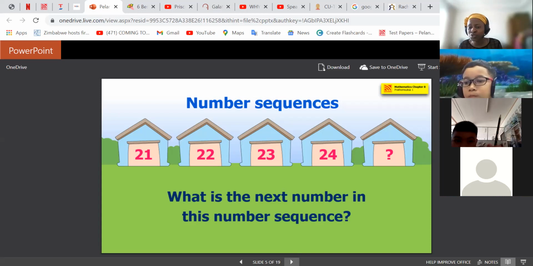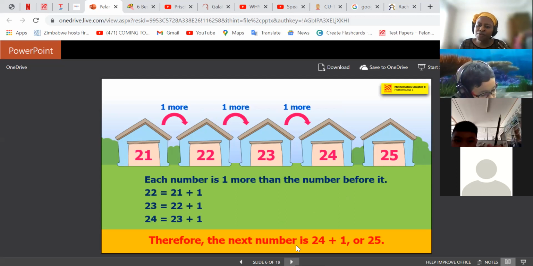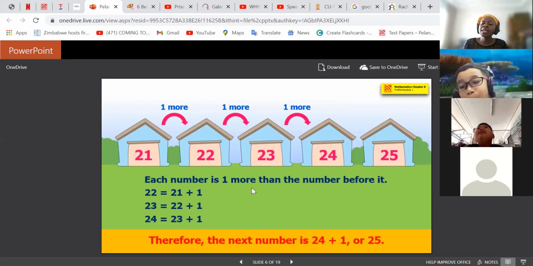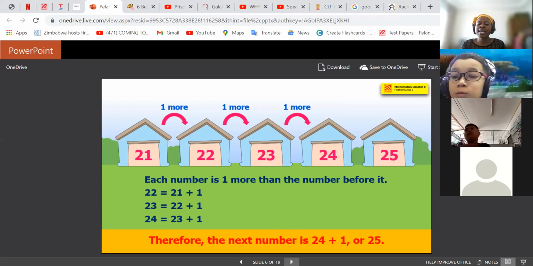That is very easy. That is simply what you are doing today. We are just going to look at the sequence and then we tell the answer. So the following number will be 25. Why? We are adding 1, 1, 1, 1. Each number is 1 more than the number before it. So you just add plus 1 until you get to the missing number. Do we have any questions so far?